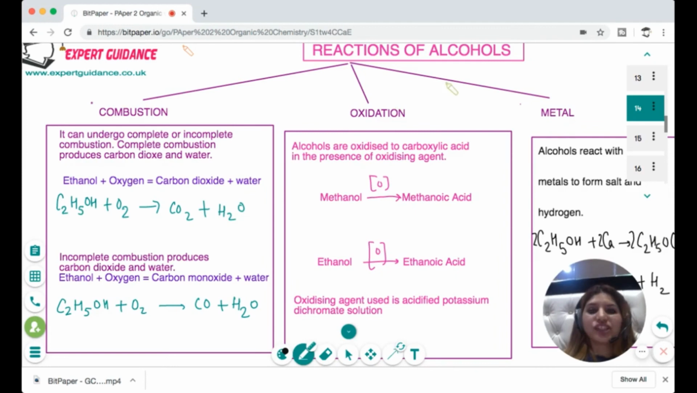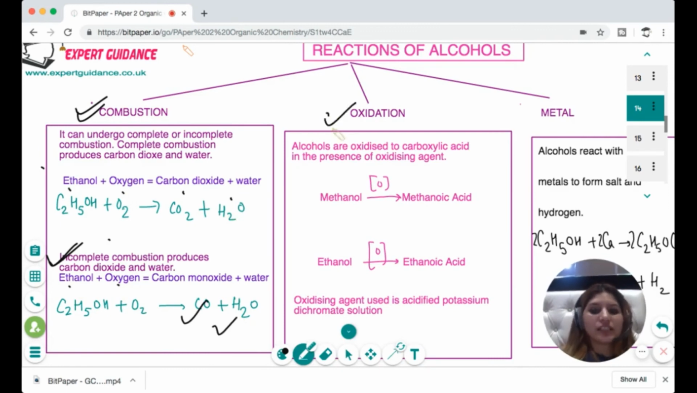Now, the reactions of alcohol. First is combustion, as we have done with alkenes. So all hydrocarbons undergo a combustion reaction. In a complete combustion, ethanol or any alcohol with oxygen gives carbon dioxide and water. And in incomplete combustion, any alcohol with oxygen gives carbon monoxide and water.